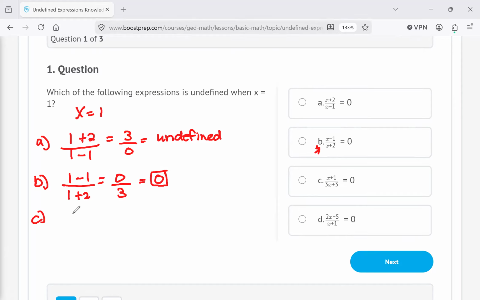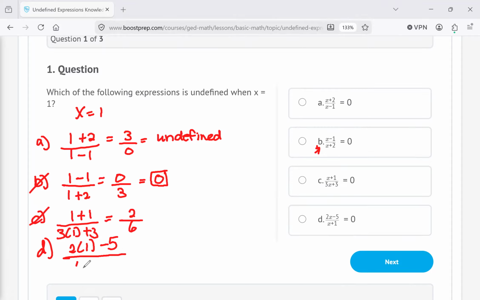Let me try C real quick. If x is 1, it's 1 plus 1, and then it's 3 times 1 plus 3. 1 plus 1 is 2. 3 times 1 is 3, plus 3 is 6. Okay, so it's a real number, not undefined. So forget about C. What about D? Plug in 1, so it's 2 times 1 minus 5, and then 1 plus 1. 2 times 1 is 2, minus 5 is negative 3. Over 1 plus 1. Okay, so this is a real number. So the only one that gives you a 0 on the bottom is the letter A.